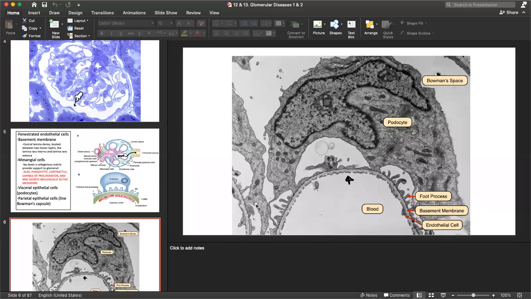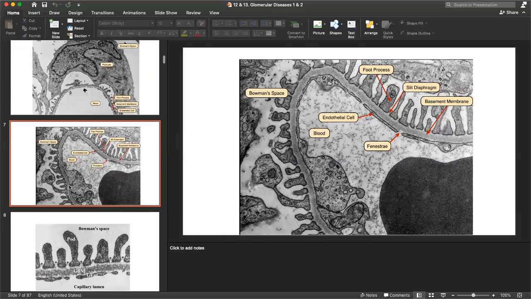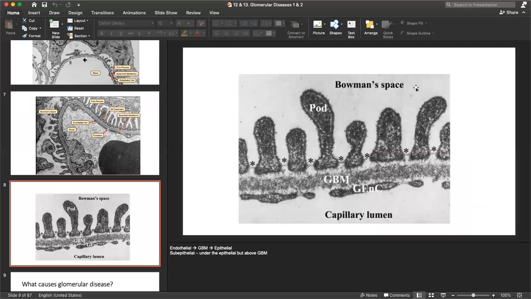So we can see the podocytes. So here's our little feet sitting on our basement membrane. And so here's some morphic processes. Okay, here's another EM. So we can see fenestration right here in between our endothelial cells, and here's our blood. And then this is called our slit diaphragm between our foot processes on that basement membrane. Again, here's our Bowman space. Here's our membrane. Here are our endothelial cells, and here are our podocytes with their little feet and our fenestration.